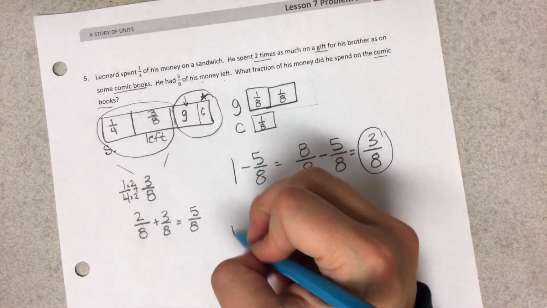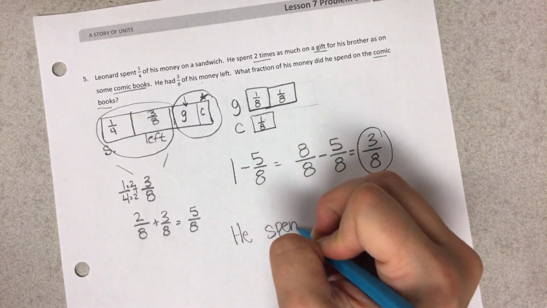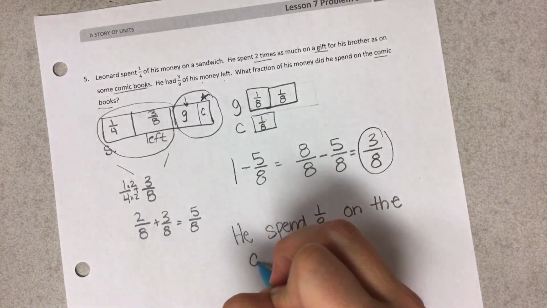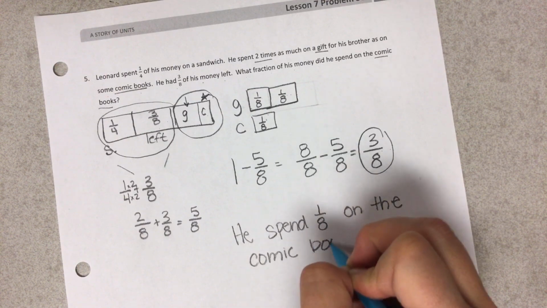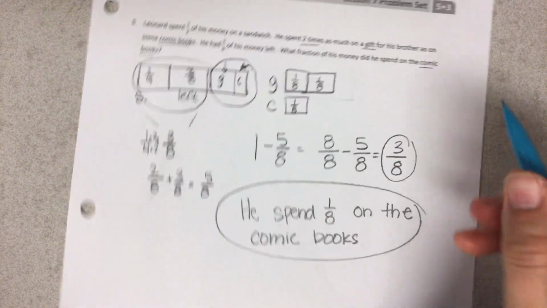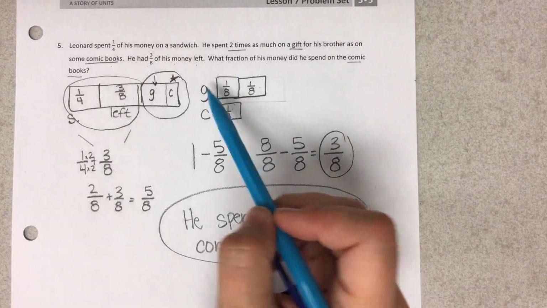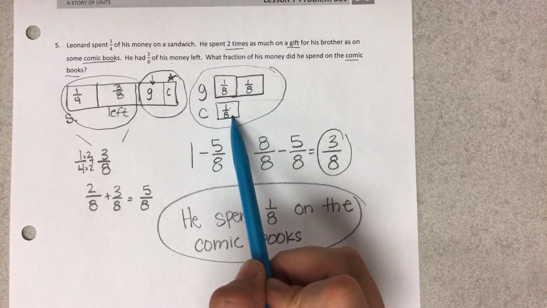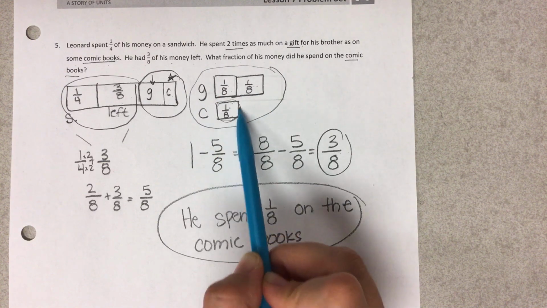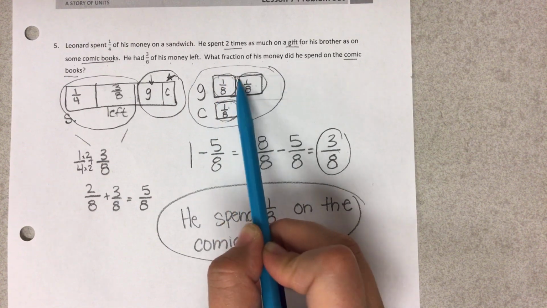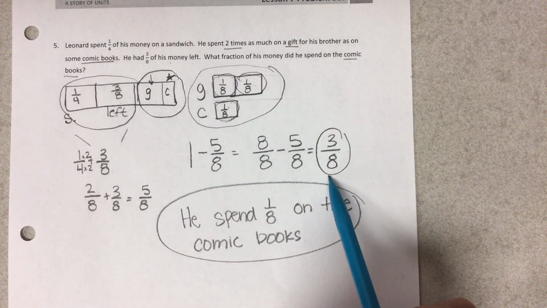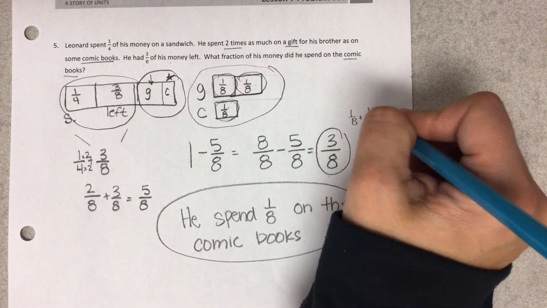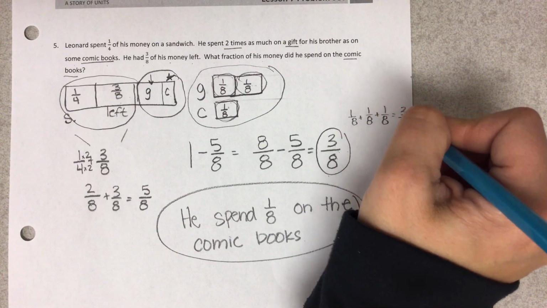So he spent 1/8 on the comic books. Okay, and the reason is, guys, is because I know that he had 3/8 to spend on this amount, and I knew that the gift was 2 times more than the comic, so I know I have the cost of the comic, and then I know it was going to be 2 times as much. All I did was just split that fraction, and you guys know that if I were to add 1/8 plus 1/8 plus 1/8, that's going to give you 3/8.